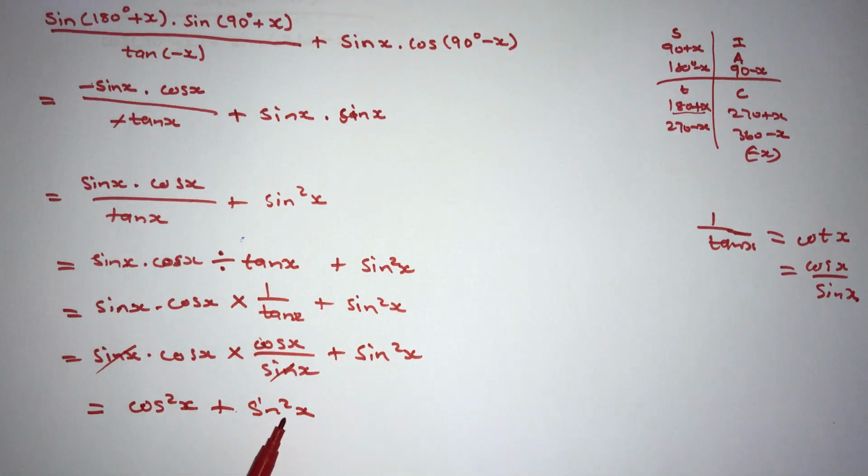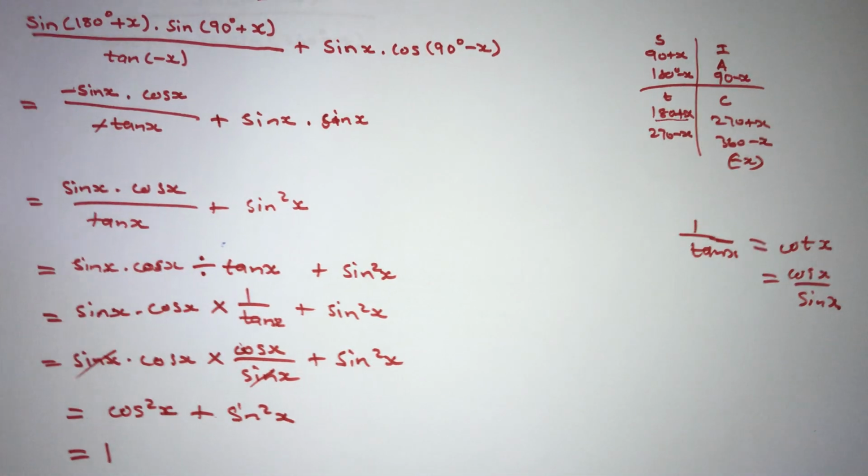So cos squared x plus sine squared x, this is the identity. That means the answer is going to be 1. This is the identity rule: cos squared x plus sine squared x is equal to 1. So let's move to the next question.